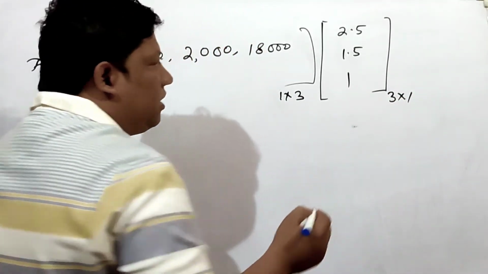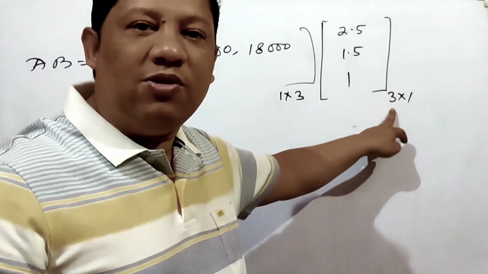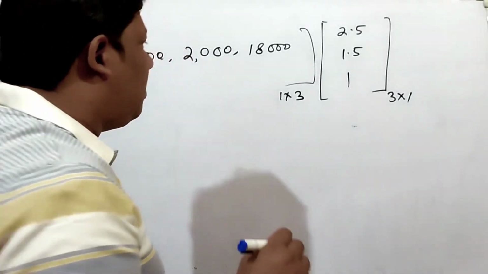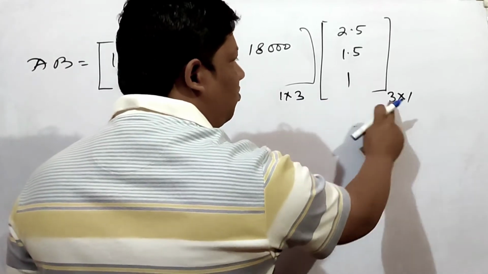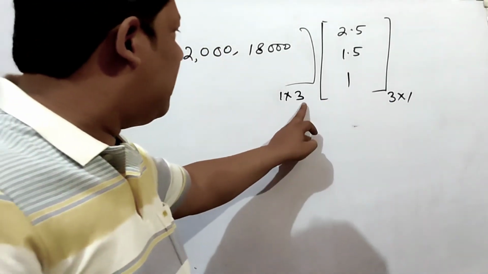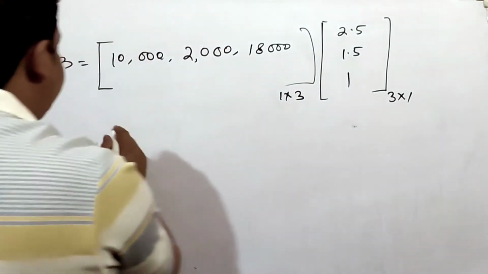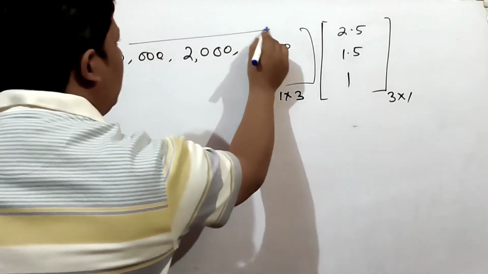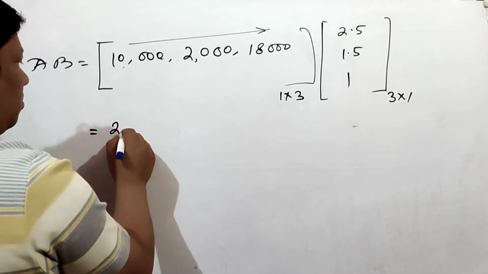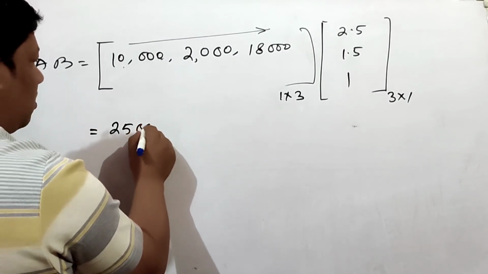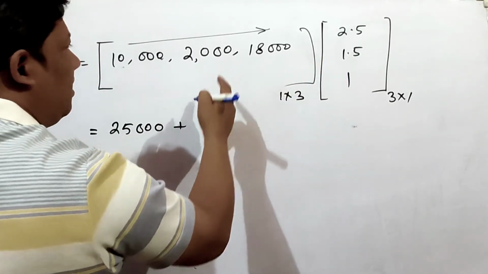Look here, if you want to find the product, then the last order and the first order should be equal, otherwise you cannot multiply. That is why, according to the rules of products, the last element and first element should be equal. So this last and this first are equal, and that is why I have to write a column here. Now you multiply row by column. When you multiply these two terms, you get 25,000, plus these two terms. When you multiply these two terms, how much do you get?